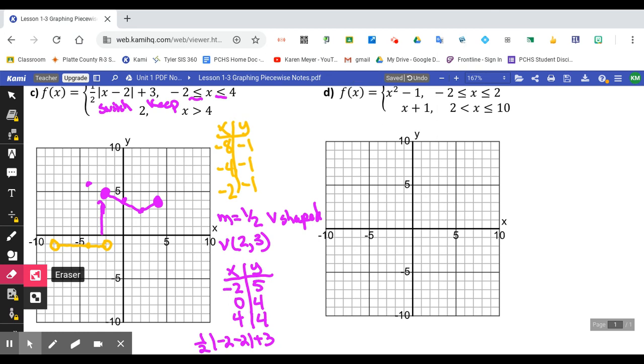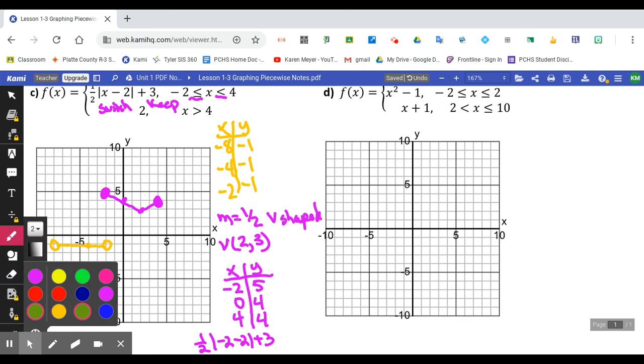Now, if you think that's easier than picking a t-table and plugging points in with absolute value, then do it that way. If you like doing the t-table, then go ahead. Just make sure that in your t-table, you have enough points to see that V shape.